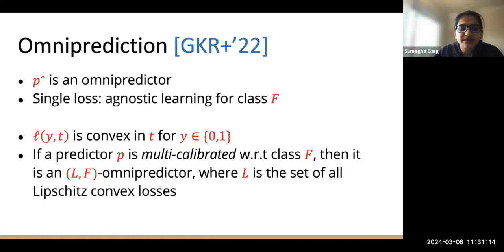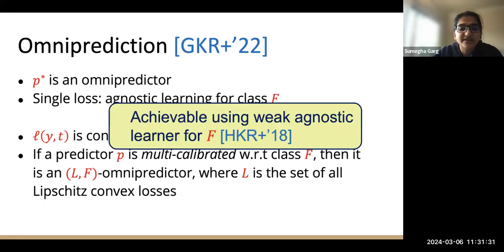Okay, so this was the main theorem of this paper. All of us must have seen multi-calibration by now. But basically, if the predictor P is multi-calibrated, then you can directly say that it is an omnipredictor. And it is efficient to find a multi-calibrated predictor, because it can be achieved as long as the concept class F is weak agnostic learnable. So this is saying that in the batch setting, omniprediction is efficient in the sense that it can be reduced to the problem of agnostic learning for class F. This is the same kind of efficiency measure that we want even for online omniprediction.